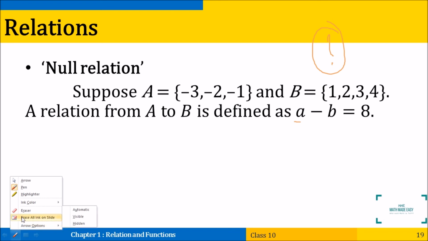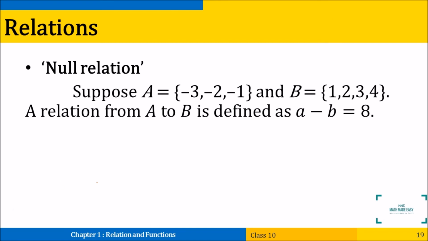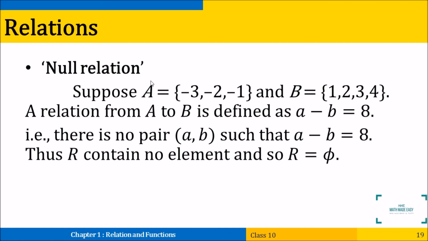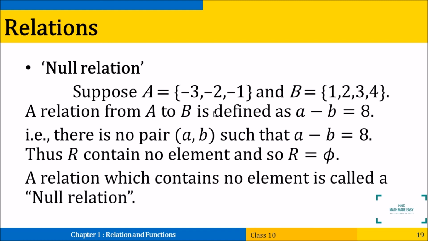So glad that you have paused the video, or no problem. Yes, as you brainstormed, there are no pairs a and b such that a minus b is 8. Thus, the relation R does not contain any element, so R is going to be an empty set. When a relation is an empty set, that's called a null relation.